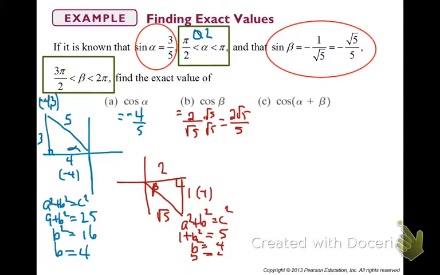So that's what they did up here for the sine, right? They rationalized it. And that's where they got that negative square root of 5 over 5. Okay. So now what do we have? We have everything we need now to find the cosine of alpha plus beta, right? Because we have the sine and cosine of alpha, and now we have the sine and cosine of beta as well. So we're ready to do our last step here.